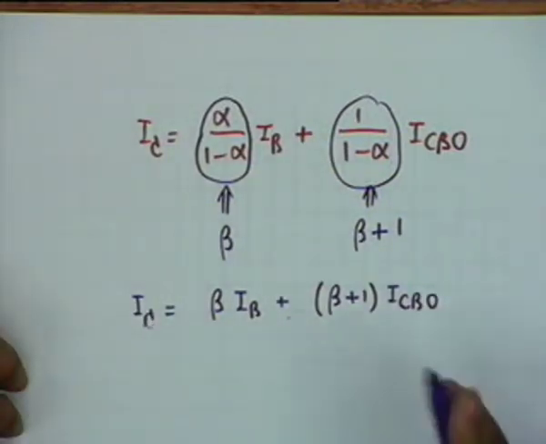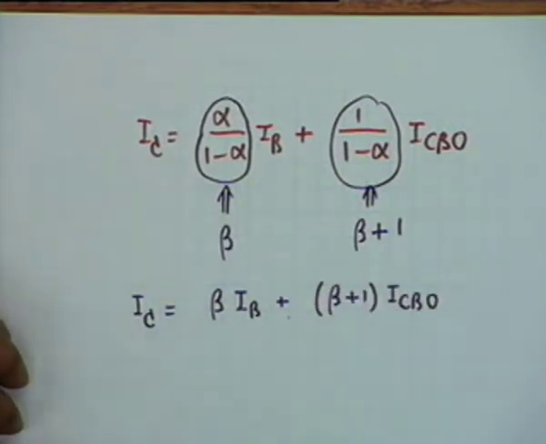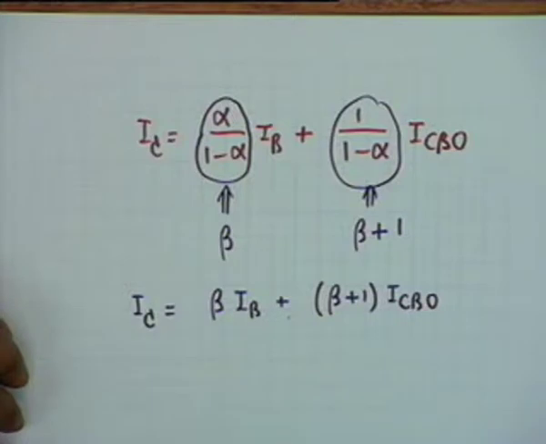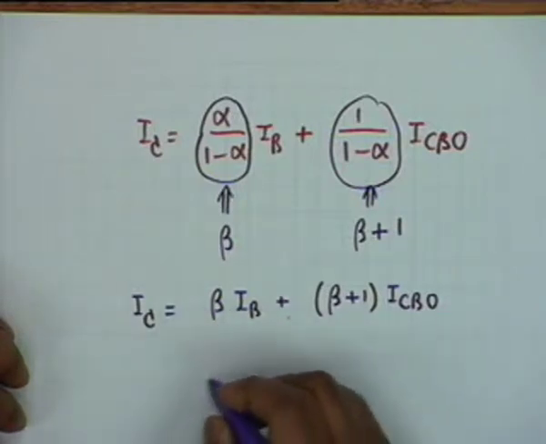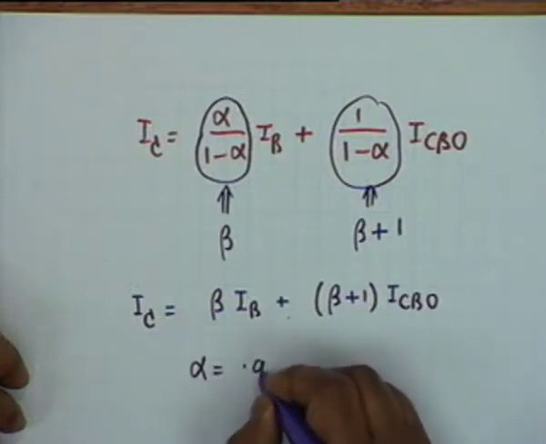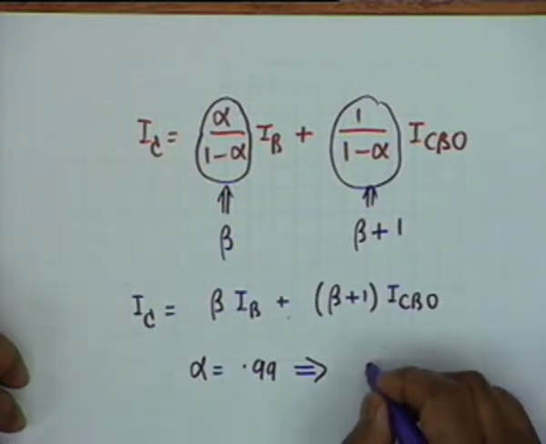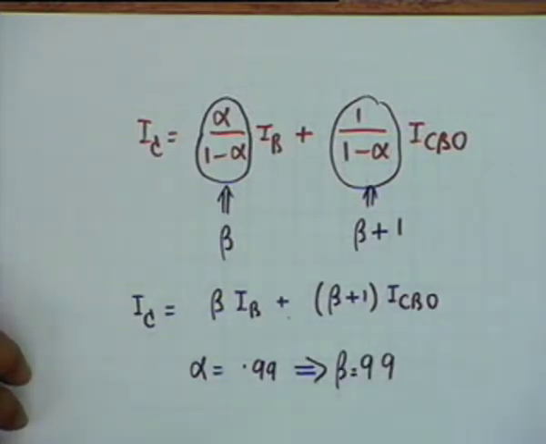If you ignore the ICBO term, that is the reverse saturation current term, then you see that the collector current is exactly proportional to the base current, and the proportionality constant is beta. This is why beta is called the current amplification factor under the common emitter connection. Beta can be much larger than unity. For example, if alpha is equal to 0.99, then beta is how much? 99. Beta can be much larger than unity.